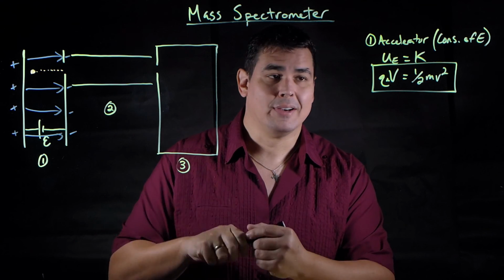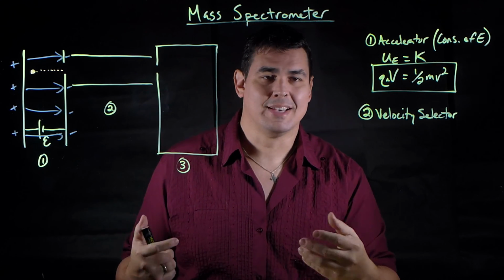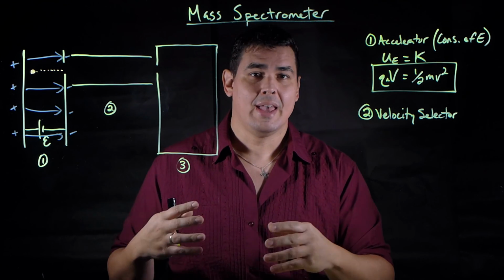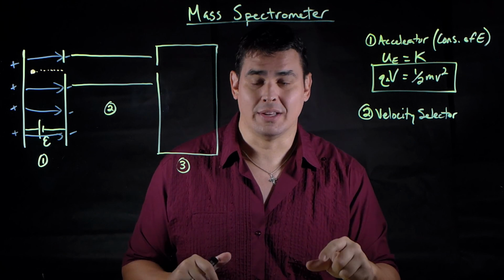Okay, so the second part is the velocity selector. And so the velocity selector does exactly what it says. It takes particles that come in and it splits them up, and it only lets through things that have a specific velocity that you want, okay?